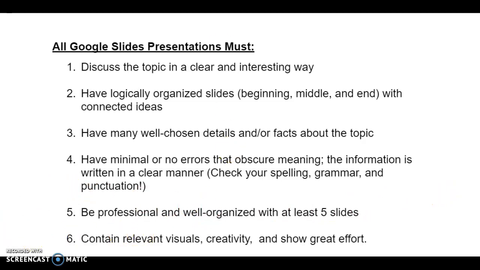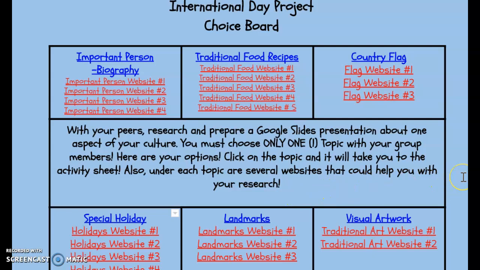Moving on, I'm going to show you the choice. So here is your International Day Project Choice Board. Here you will find the 6 different activities that I have spoken about previously. You are only going to choose one project that you will be working on. If you click on the name of the topic, you will get an activity sheet.